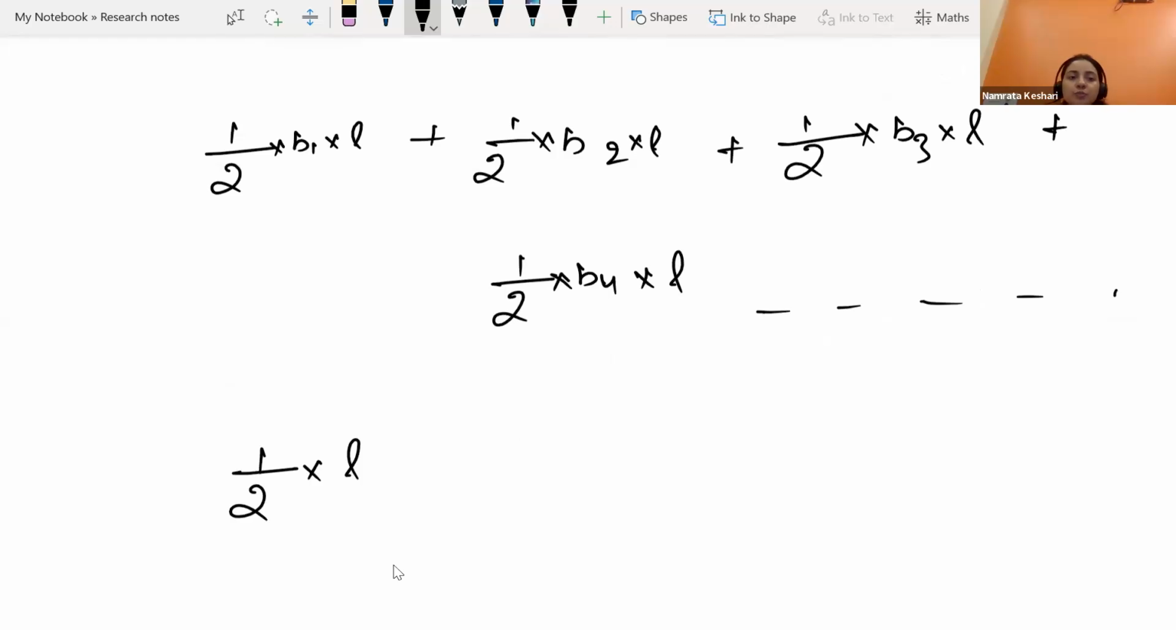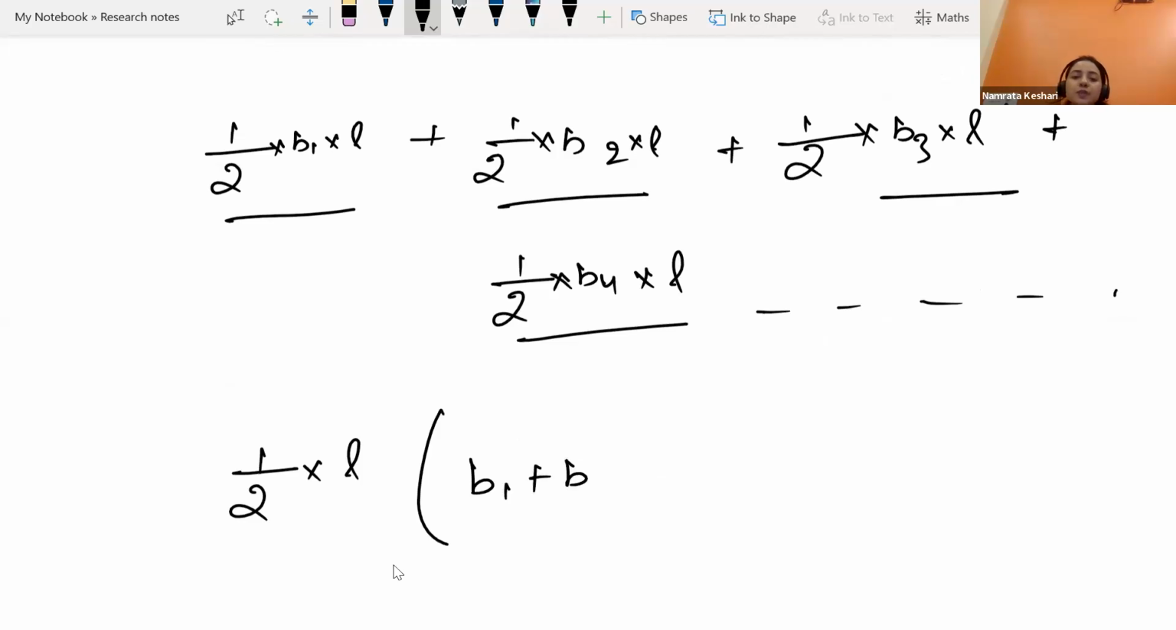Can we say that from this term, this term, this term, 1 by 2 and L is the common factor, and we are left with B1 plus B2 plus B3 plus B4 plus whatever? Is it crystal clear so far to everyone?